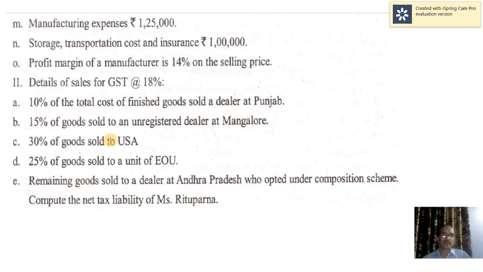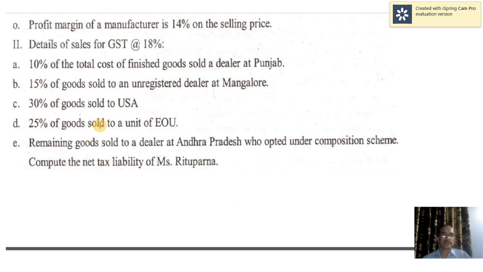Then 30% of goods sold to USA, and this is an export. So it is a zero rated supply, and therefore no tax is being levied. 25% of goods sold to an export oriented unit, and this is also considered to be deemed export. So it is a zero rated transaction. So zero rate is applied here, therefore no tax. Remaining goods are sold to a dealer at Andhra Pradesh who opted under composition scheme.